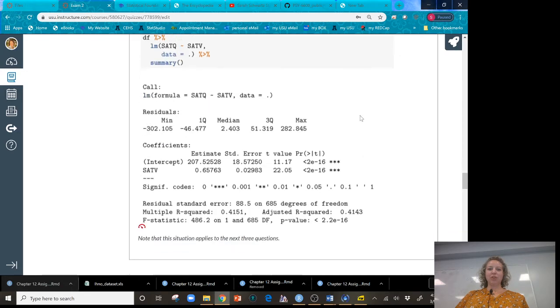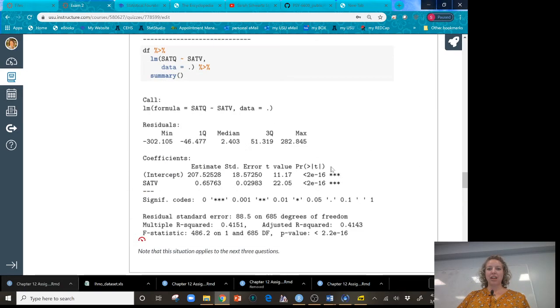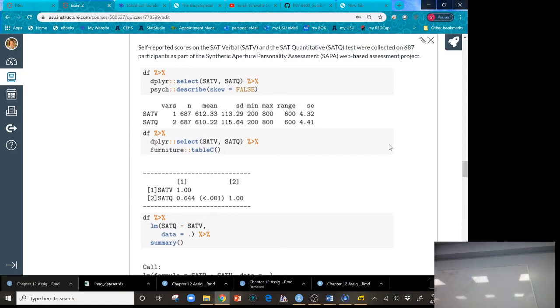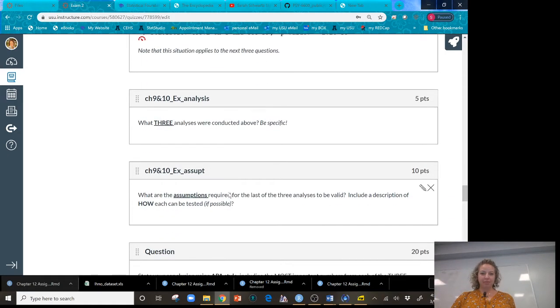Oh, well, the first thing you're supposed to say is, what 3 analyses were performed? What's the first analysis? What would you call that? Descriptive statistics. What's the second one? Correlation analysis. And the third one is regression, or linear regression, or simple linear regression if we're going to get really fancy, right? Okay. So those are our 3 things that we have.